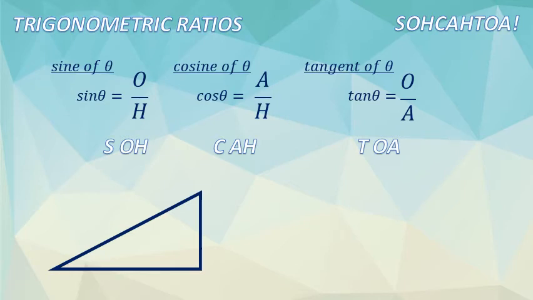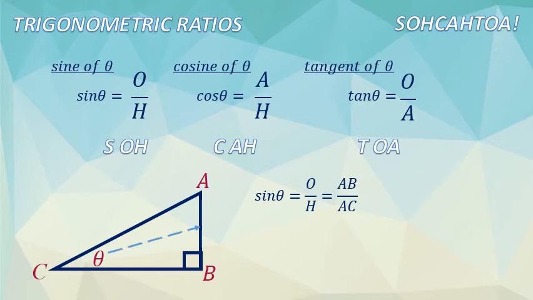Let's apply Sokotoa to this right-angled triangle, ABC. Sine is opposite over hypotenuse. What is the side that is opposite to the angle theta? AB, and the hypotenuse of this triangle, AC. So sine of theta is AB over AC. Opposite and the hypotenuse. O over H, AB over AC.